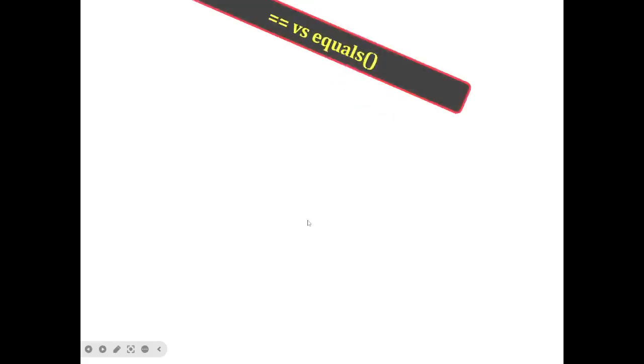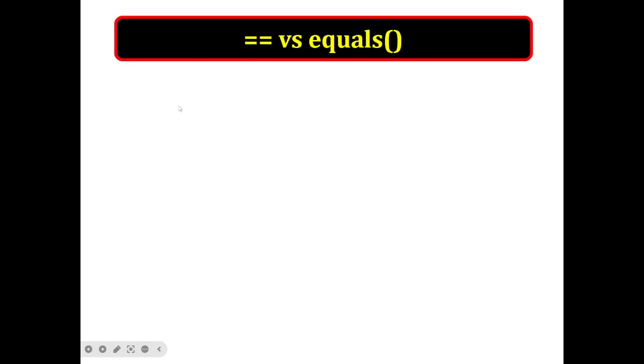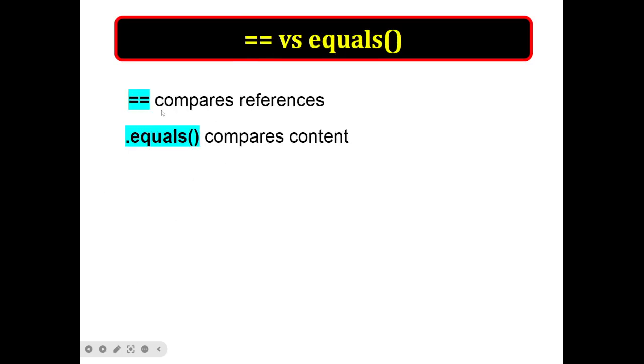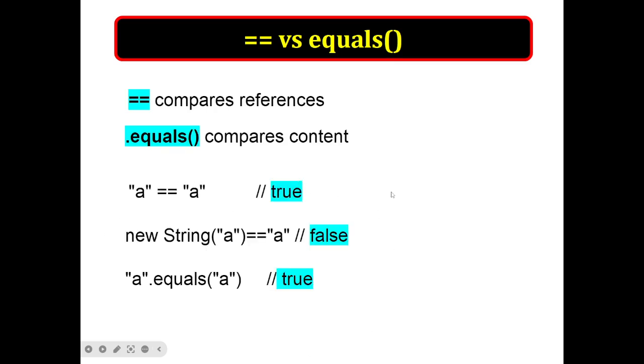Next important question which is asked very often in interviews is the difference between double equal to and equals. Double equal to basically compares the references, whereas equals compares the content. So let us understand with some example.